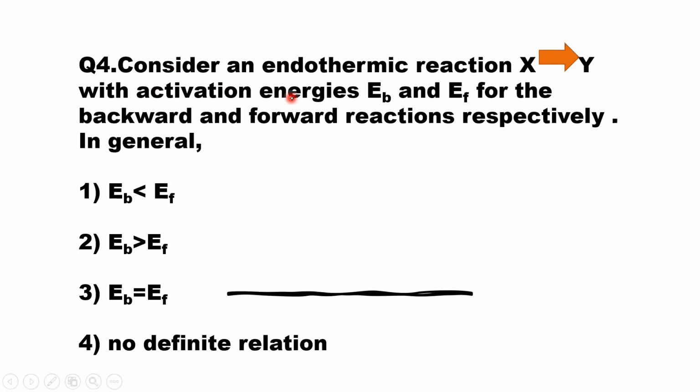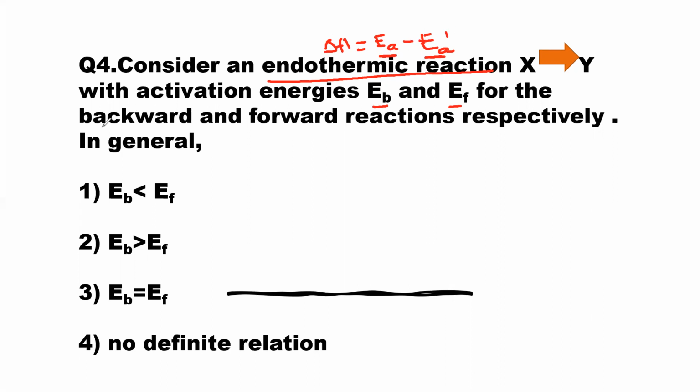Consider an endothermic reaction. Question number 4. Underline the word endothermic, because endothermic means delta H is positive. How to calculate delta H? Delta H is equal to the energy of activation of the forward reaction minus the energy of activation of the backward reaction. For this reaction the activation energies are EB and EF, for the backward and forward reactions respectively.